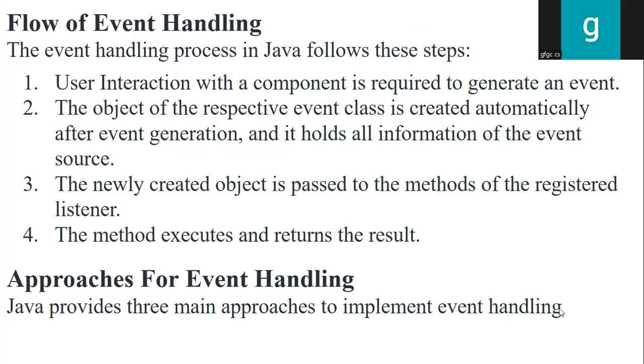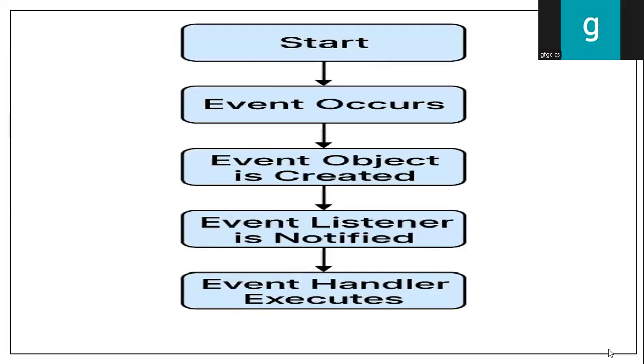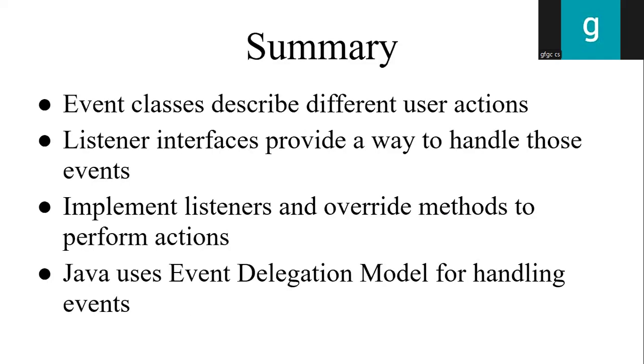Approaches for event handling. Java provides three main approaches to implement event handling. First, we start, then the event occurs, then the event object is created, then the event listener is notified, then the event handler executes. These are the steps we need to follow while executing the interfaces in the implemented classes.